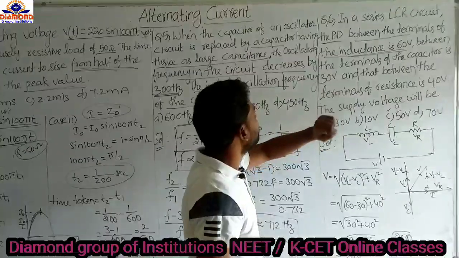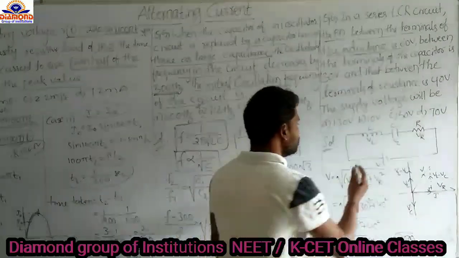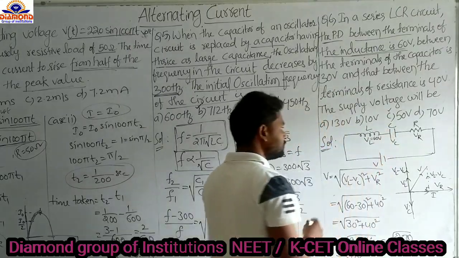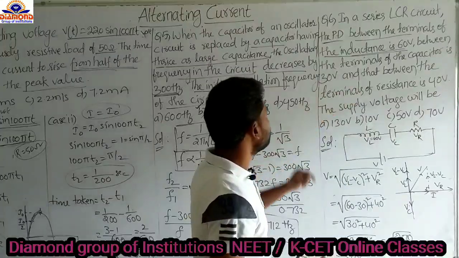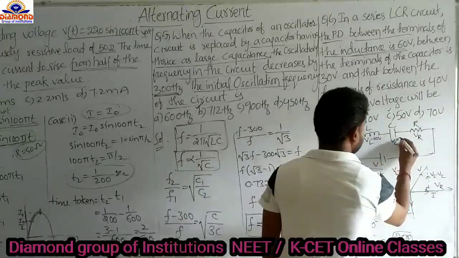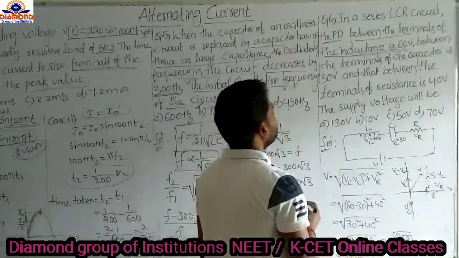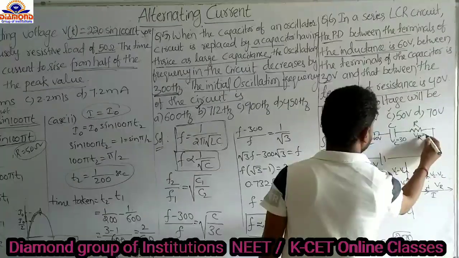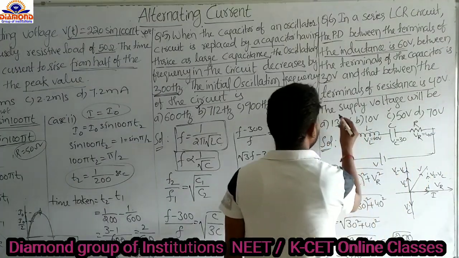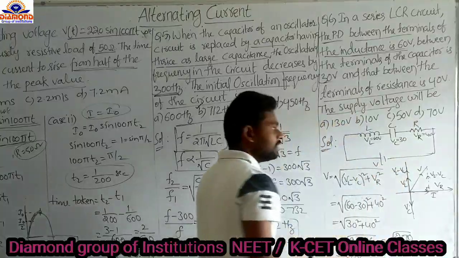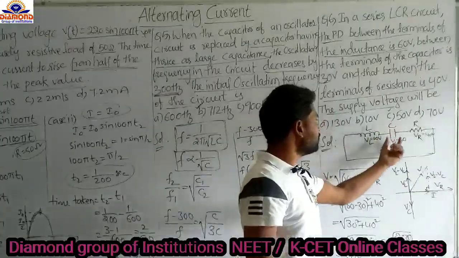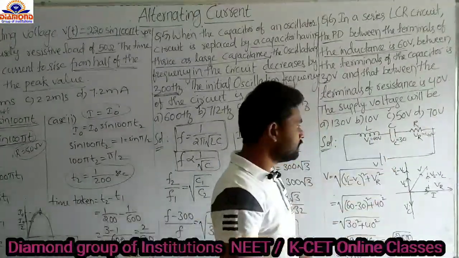The potential difference across the terminals of the inductor is 60 volt. Between the terminals of the capacitor is 30 volt, and that between the terminals of the resistance is 40 volt. The supply voltage will be, what is the supply voltage we have to find. So the voltage differences across the inductor, capacitor, and resistance are given, and the supply voltage we have to find.